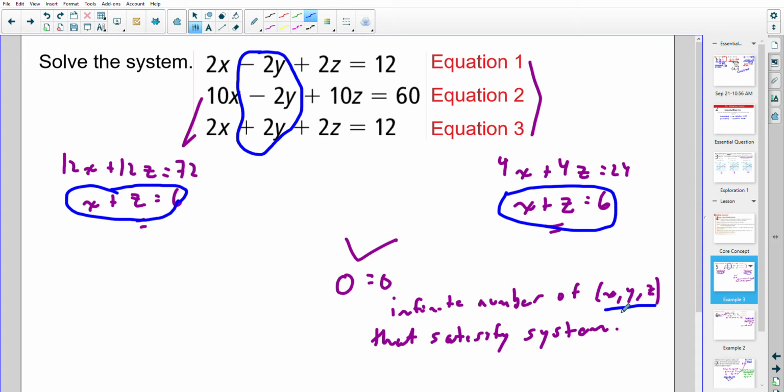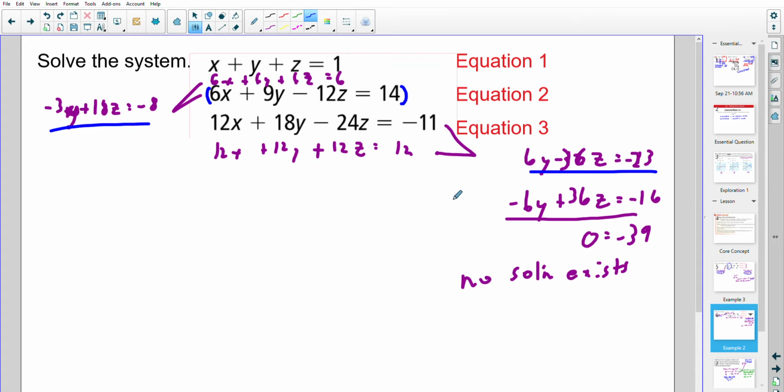That doesn't mean that you can plug any number in for x, y, and z and it'll work. It means that if you plug numbers in for x, y, and z for one equation, you will have those same ordered triples that would satisfy the others.